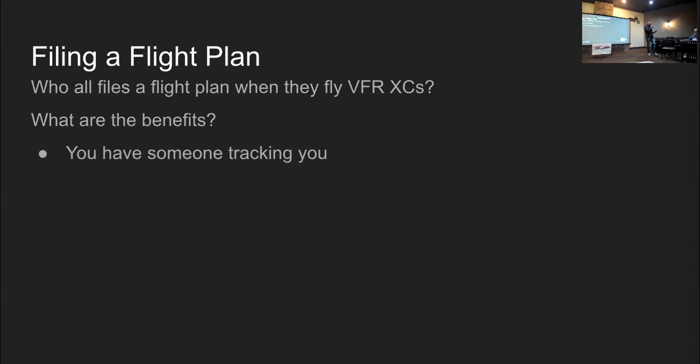So if you go down or you have some sort of emergency and you're stranded halfway between here and Pullman, which definitely could be worse places to be stranded, you have somebody that's going to be checking in on you. When I say somebody, we're specifically talking about the flight service station and then eventually search and rescue, if you haven't made it to your destination by the time that you put in your flight plan.